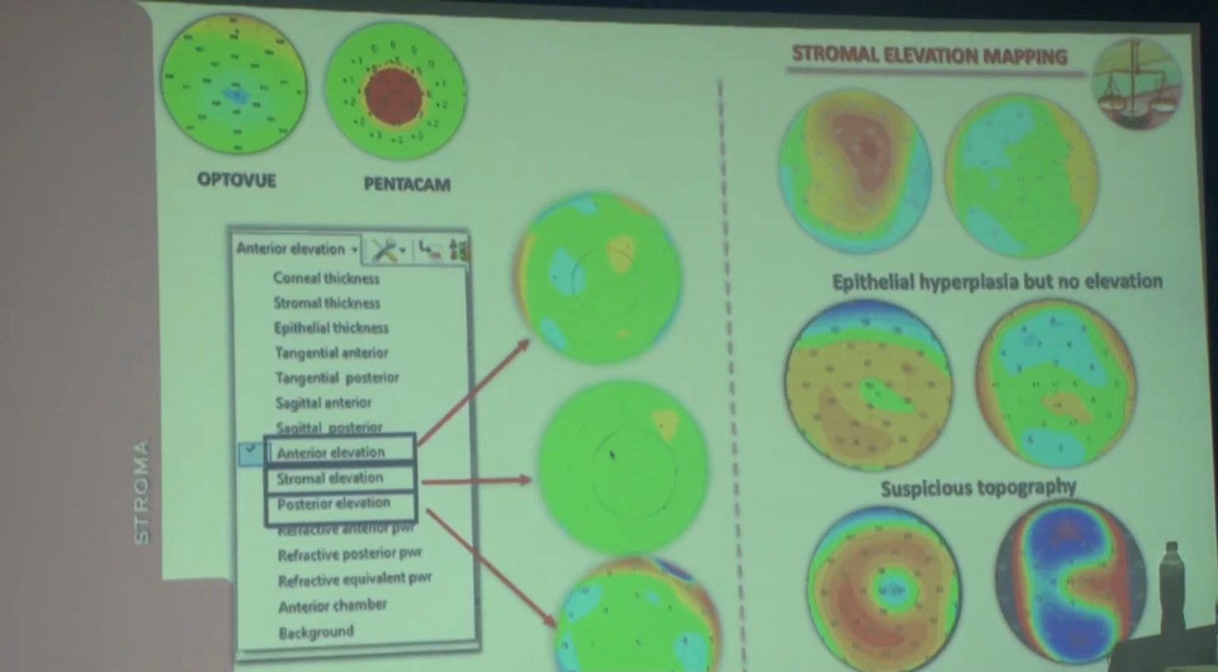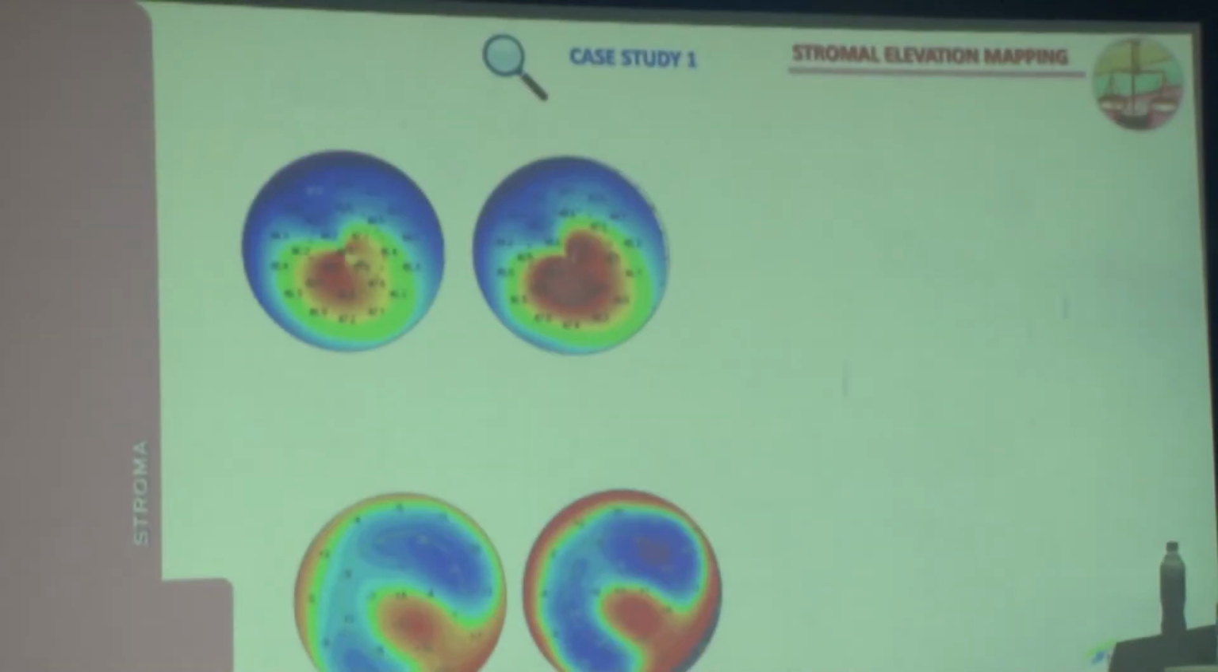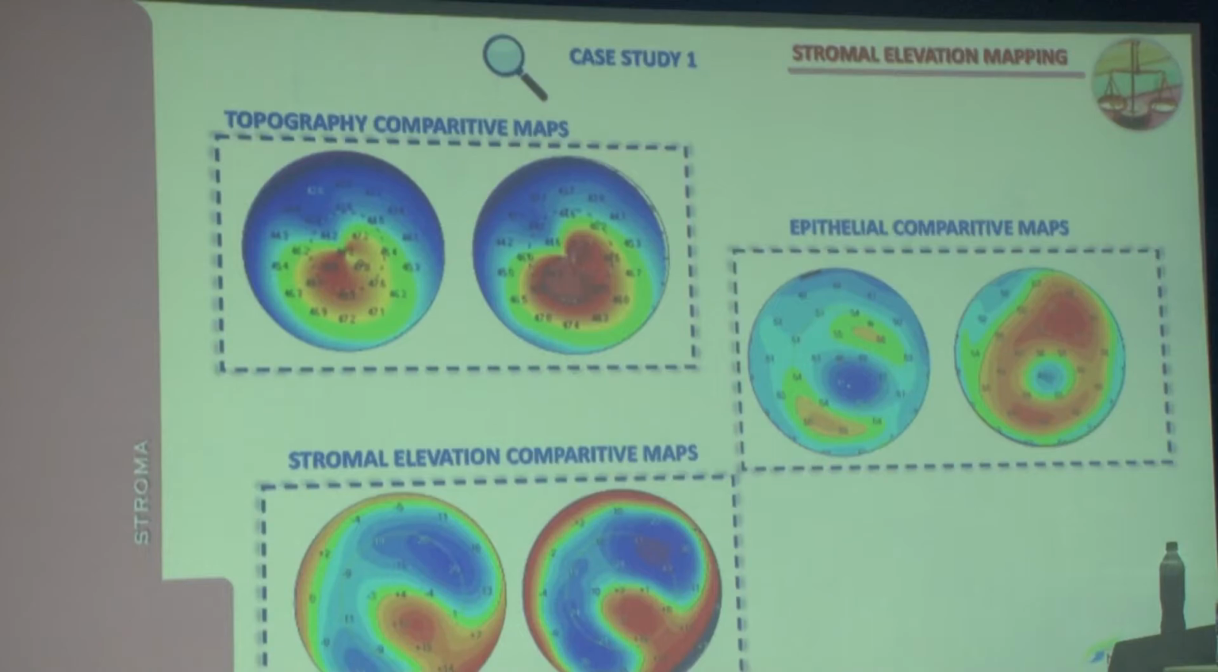And if you have a tool which can do stromal imaging, then you can pick up early cases as well. It does not just help us in knowing early cases, but it also helps us in differentiating true progression from pseudo progression. For example, this is a case. You can see this is the topography of the patient's first visit and second visit, classic progression. But let's see what the deeper signs are.